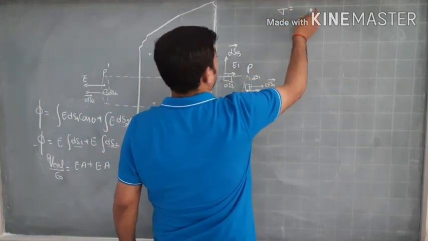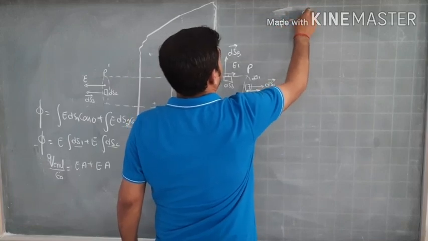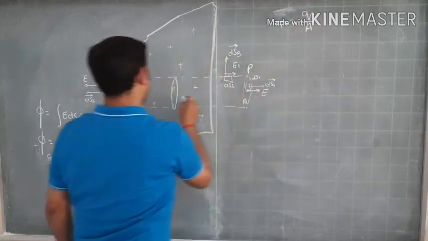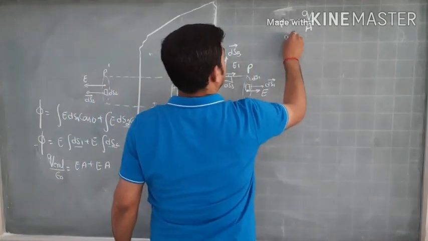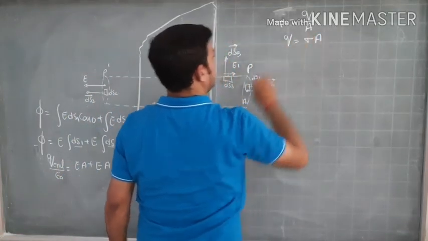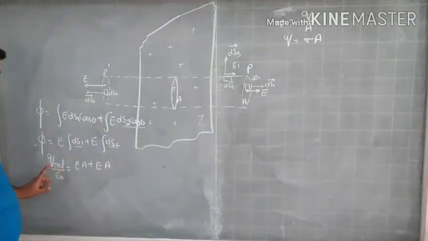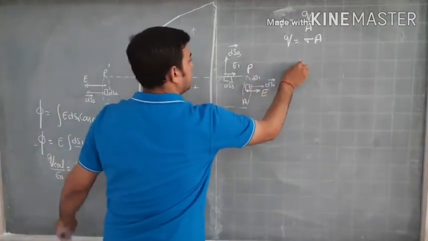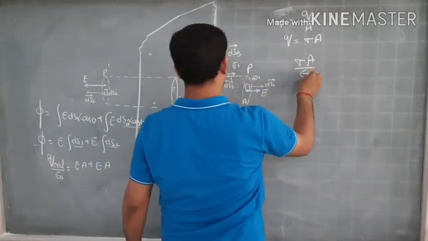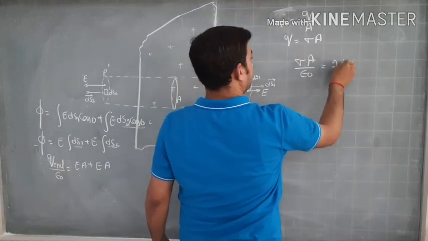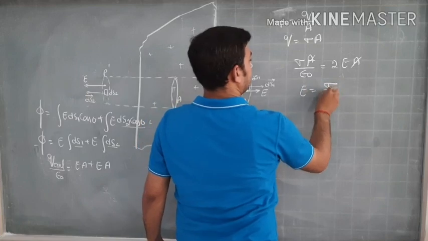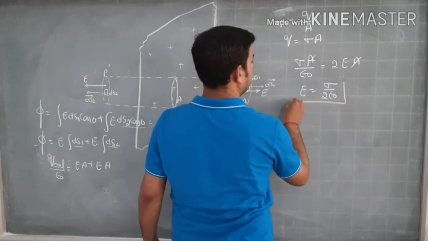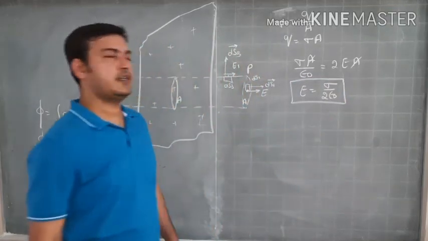Now to find the charge enclosed inside this surface, we need to define the surface charge density, which is nothing but charge divided by area, and this area will also be A. So the charge inside is sigma times A. The charge enclosed is sigma A divided by epsilon naught, which is equal to 2 times EA. A will cancel out, and the electric field is going to be sigma by 2 epsilon naught.